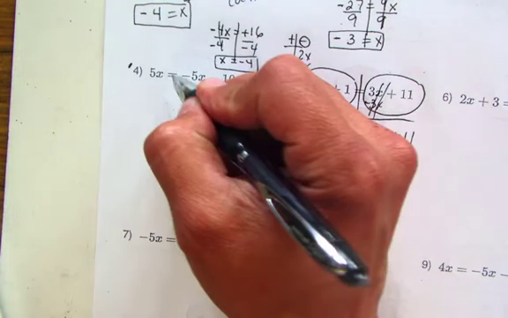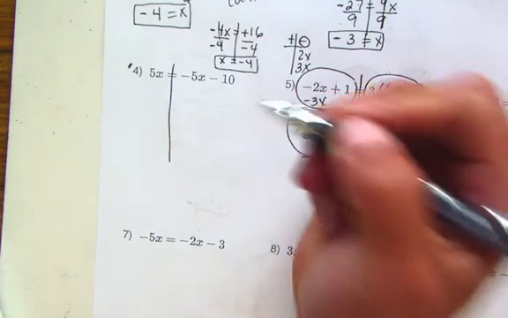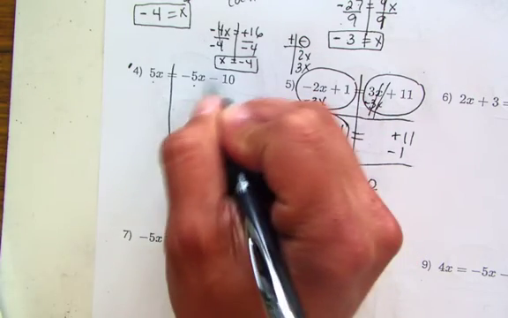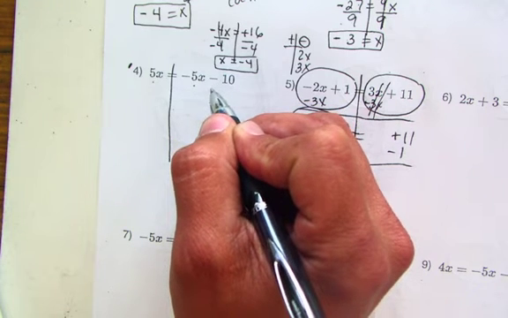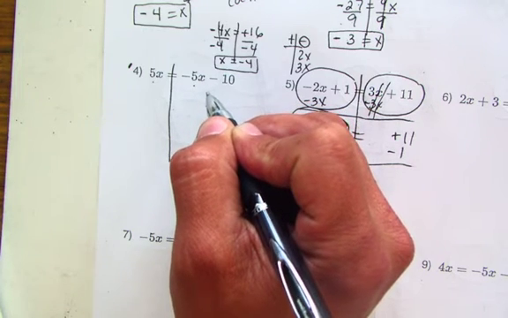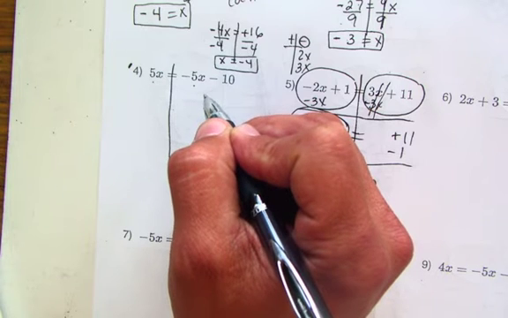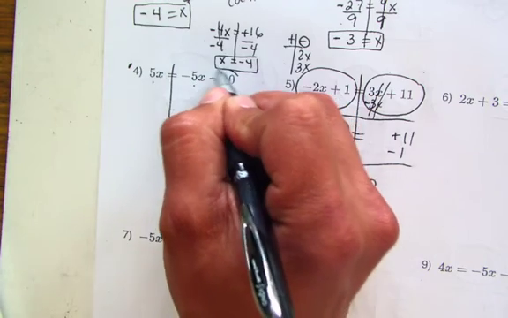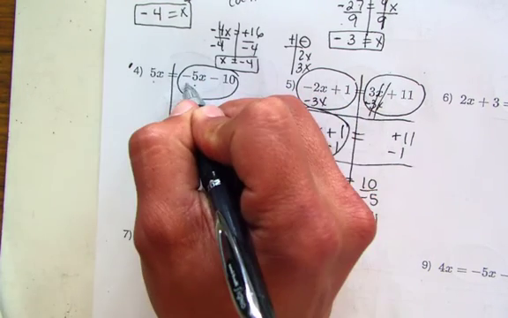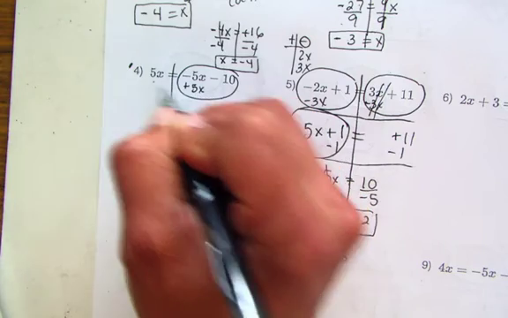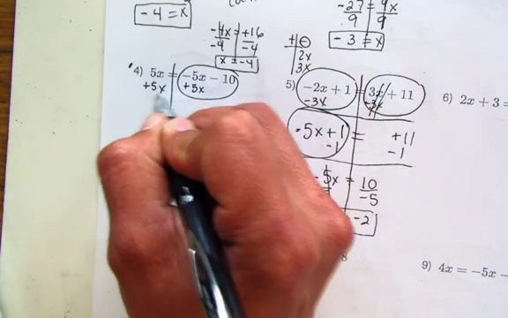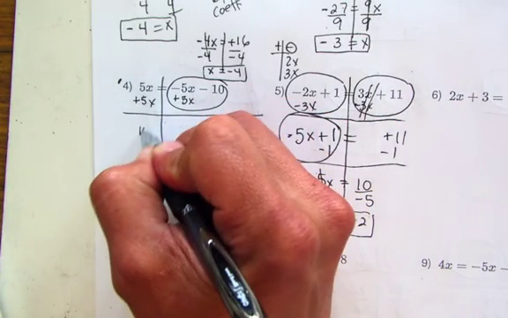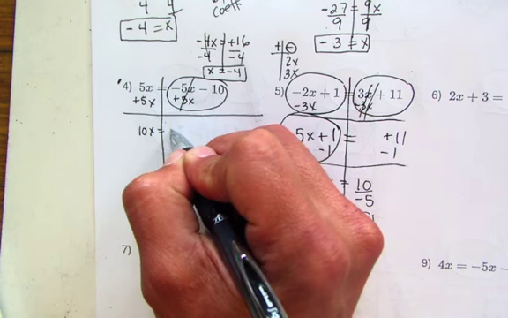Here we go. So I got a variable here and a variable there. There's no distributive property. So now I'm going to get rid of the variable. I'm going to get rid of the negative 5x, so I got to put plus 5x. Add 5x to both sides. So now what do I get on the left side? I get 10x, and 0 equals negative 10.